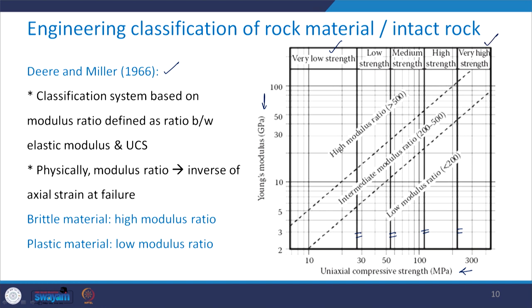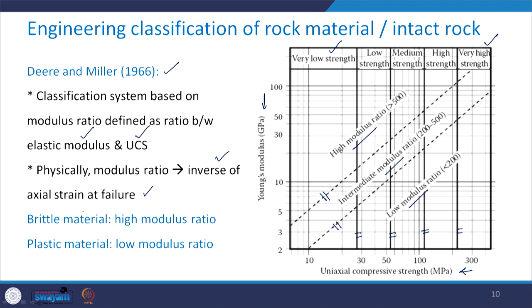And then you can see that there are two dotted lines which divide this further into three areas. These represent low modulus ratio, intermediate modulus ratio and high modulus ratio. So basically, let us first understand what we mean by the modulus ratio. This is defined as the ratio between the elastic modulus and the UCS value. Physically, this modulus ratio is basically the inverse of the axial strain at failure.